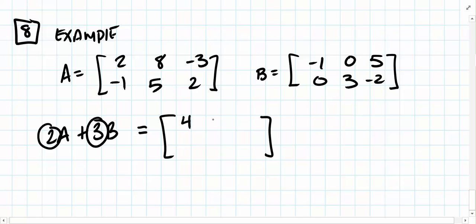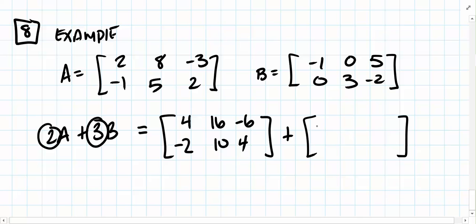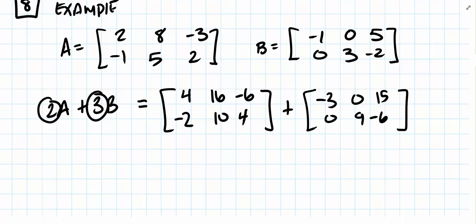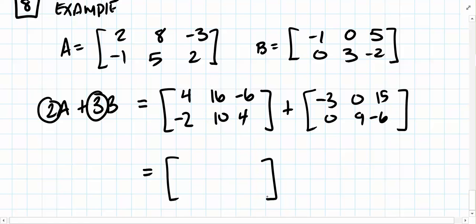Very good, awesome. Okay, if I want to add 3B, it would give me what? What's 3B? -3, 0, 15, 0, 9, -6. Okay, 2 times 8, that's 16. Yeah, I think that's good. I was looking at the wrong way. All right, now if I want to add these together, they have the same order, so I'm good to go. What would my resultant be here? 1, 16, 9, -2, 19, and -2. Okay, great.